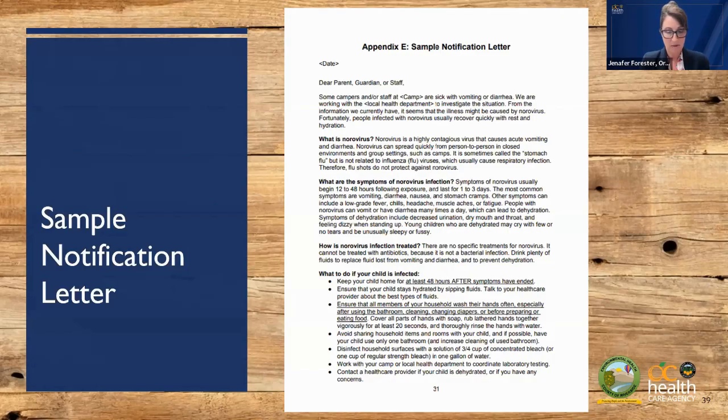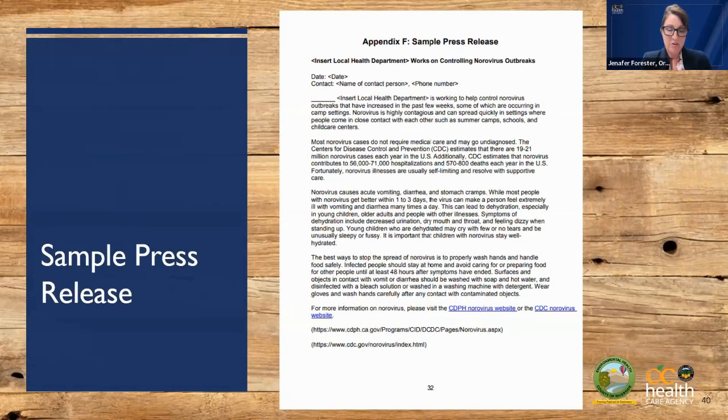1, what is norovirus? 2, what are the symptoms of norovirus? 3, how is norovirus infection treated? And 4, what to do if your child is infected. The California Department of Public Health Infectious Disease Branch Toolkit also includes a sample press release. This can be used by the local health jurisdiction and is a tool to notify the public about norovirus outbreaks.